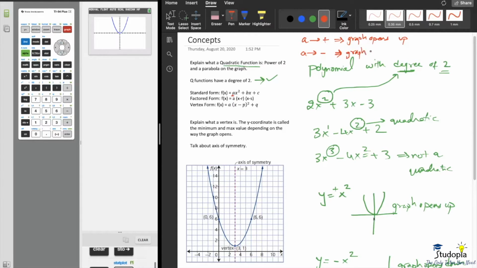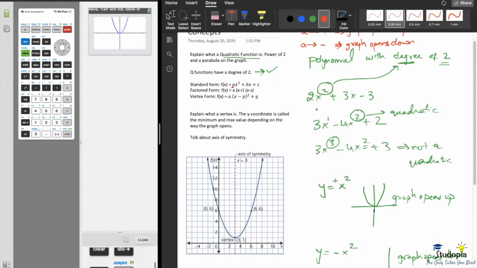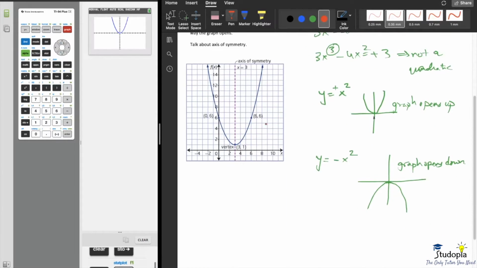Your graph will open down. Okay? So I need you guys to understand that. The next thing I need you guys to understand is that the center point of that graph right here is known as your vertex, okay? So basically this point here is known as your vertex.